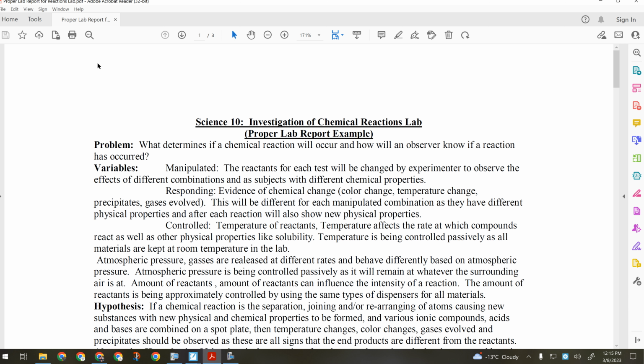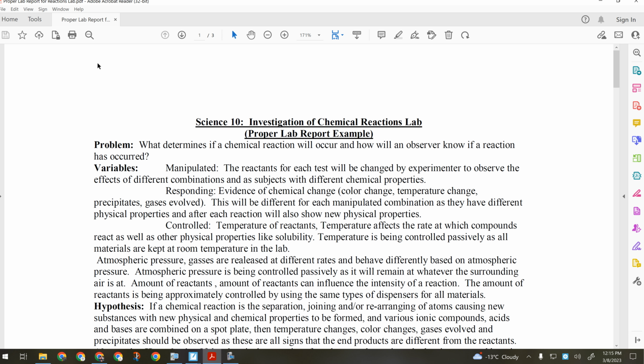Our responding variable was the evidence or signs of a chemical change. That could be color change, temperature change, precipitates, gases evolved, all of that kind of stuff. This will be different for each manipulated combination as they have different physical properties, and after each reaction, we'll also show new physical properties. So I said, here's the responding variable, how it's responding, why it's responding. We've got to have all of that in each one of our explanations.